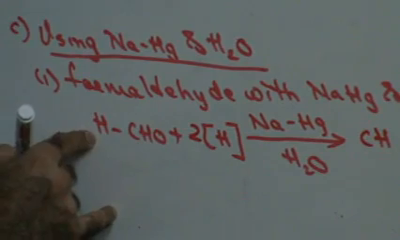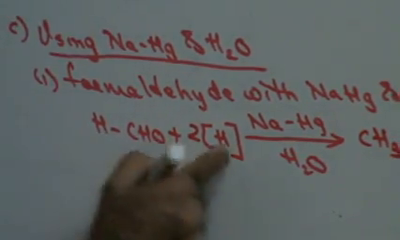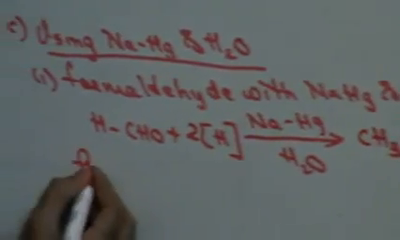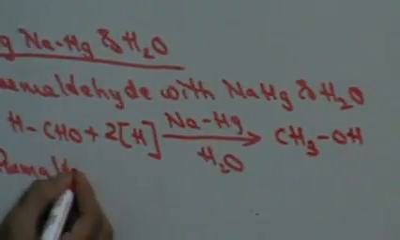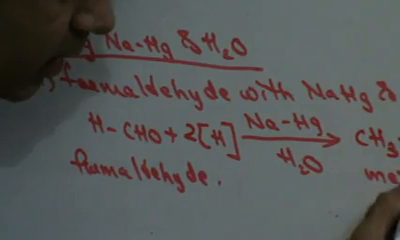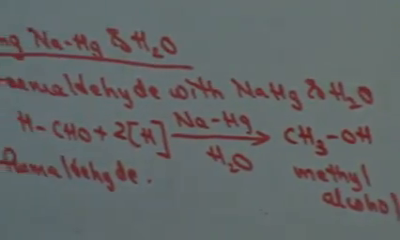So in that case this was CH2O. One hydrogen from here, CH3, O, and the remaining hydrogen will give you OH. This is formaldehyde, and this is methyl alcohol. And we get this in here.